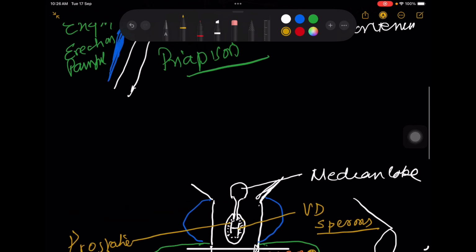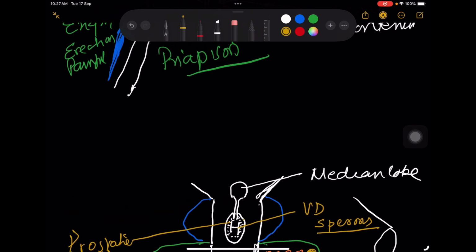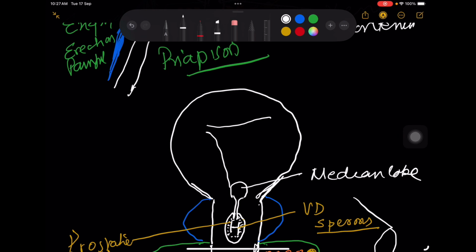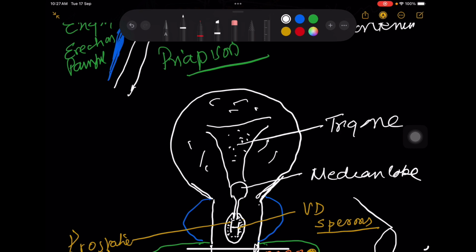So after this, in the bladder itself, we are making this as a mucosa. Mucosa has got a smooth part and a rugose part which is around this. The smooth part is called the trigone. It ends in the bulge of the median lobe of the prostate. On the two sides you have the ureteric orifices.